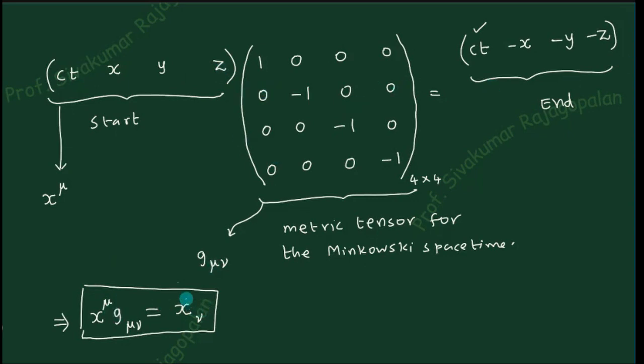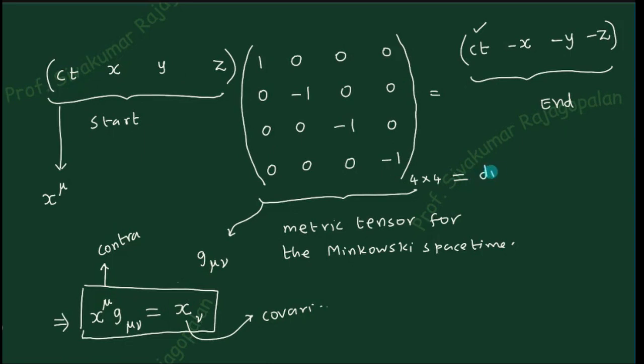Our conclusion is that if you start with the contravariant, this is a contravariant, right? If you start with the contravariant vector, I will be able to generate a covariant vector if I multiply by the metric tensor given by this. And this once again can be written in another compact style.